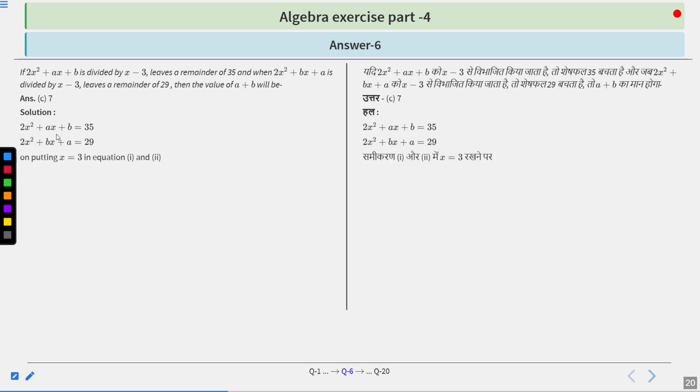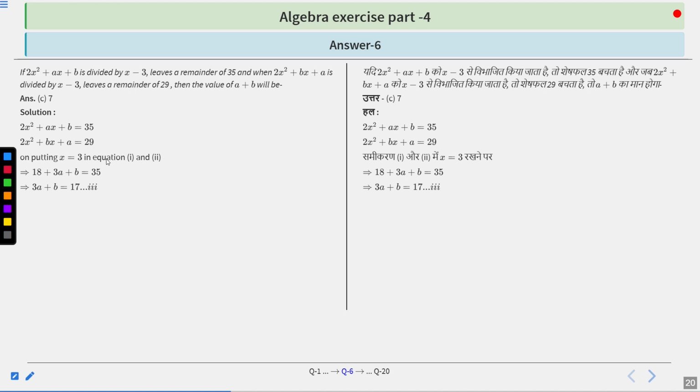So putting the value of x equal to 3, because both the equations on dividing by x minus 3 were leaving remainders. That means on putting the value of x equal to 3 in equations 1 and 2, these are the two equations 1 and 2, we get 18 plus 3a plus b equal to 35 from the first, and 3a.